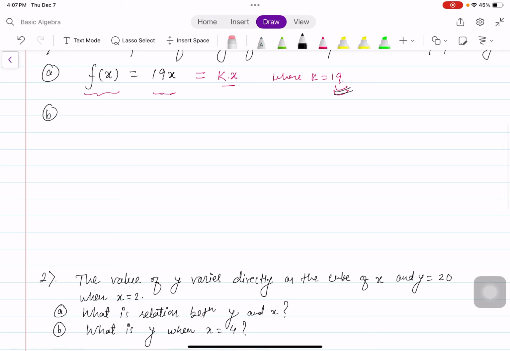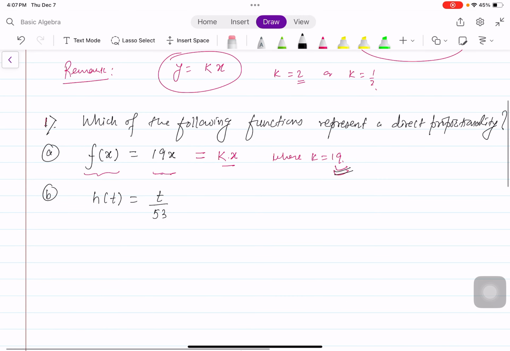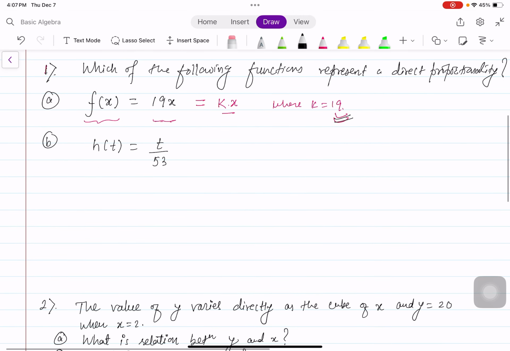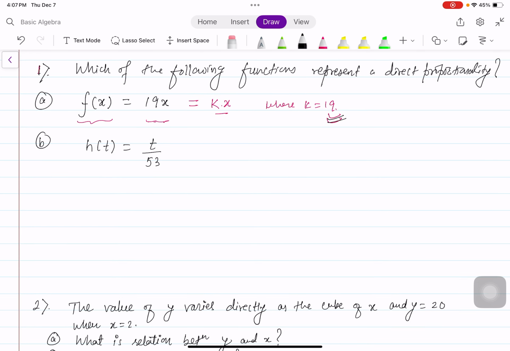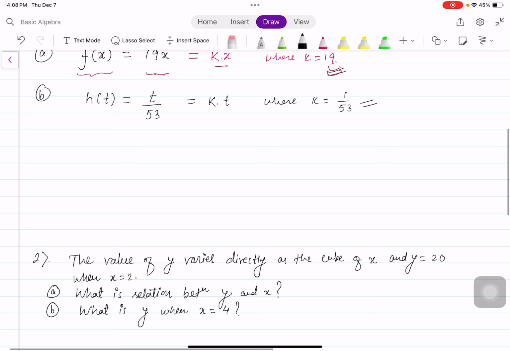Similarly, let's do another problem. Say we have another function, with input t, equals t over 53. Does this represent a direct proportionality relation? Yes, it does, and this is k times t, where k equals 1 over 53, right? Make sense? Yes, it does. And the constant of proportionality in this case is 1 over 53. So this also represents a direct proportionality relation.